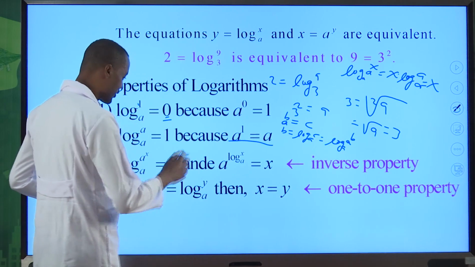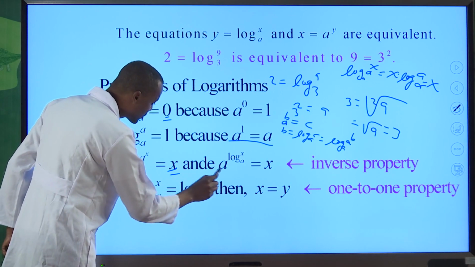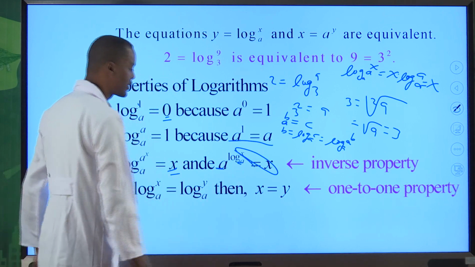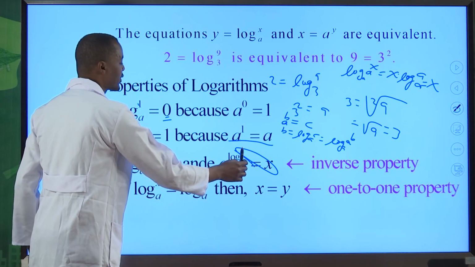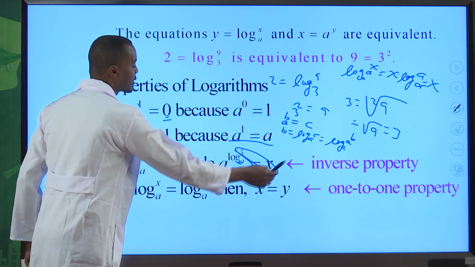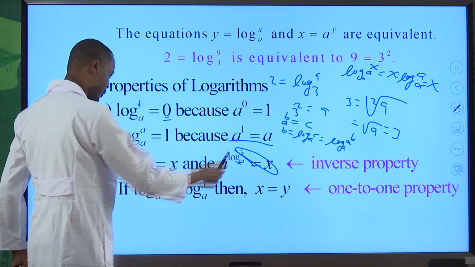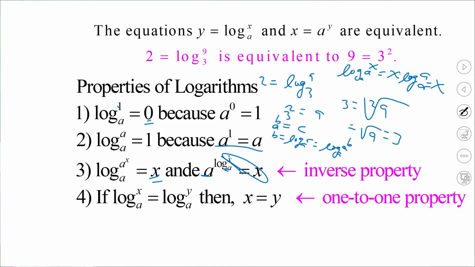And then you can write that as a to the power of log of x to the base a. If the base here and here are the same, these two terms must also be the same. That is, a to the power of log of x to the base a is always equal to x. You can simply substitute in order to show this is true. If log of x to the base a is equal to log of y to the base a, then x must be equal to y, in a very similar way as exponential functions.